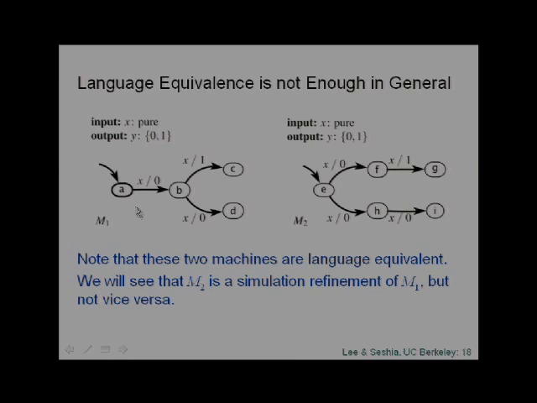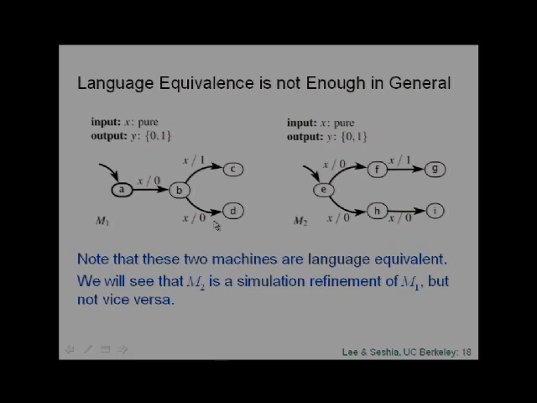So let's say M2 decides to go from E to F. Now M1 is in B and M2 is in F, and if you get X present again, M1 can decide to go to D and output a 0, but M2 is stuck, it can only output a 1. If you think of a game played by these two machines where one has to match what the other does, then because M1 has deferred its choice, M1 can exhibit a behavior later which M2 cannot match.